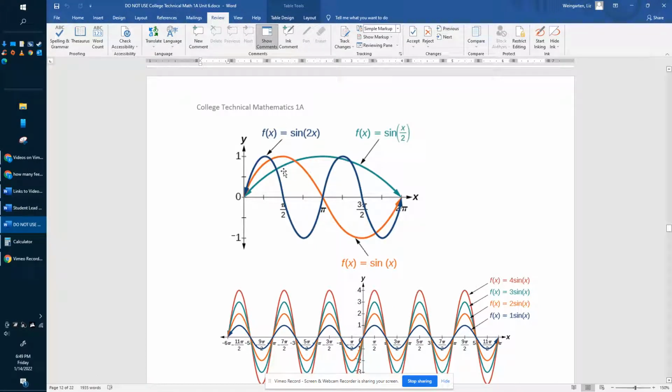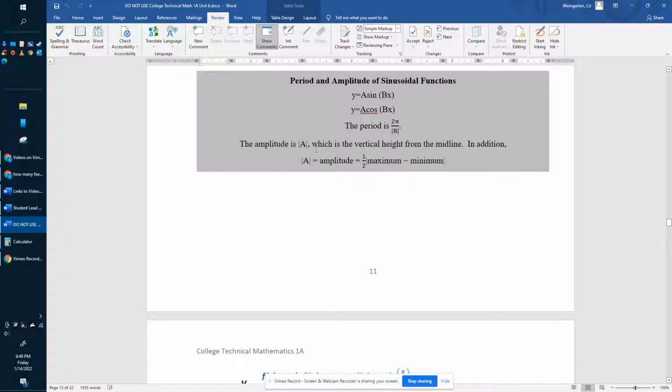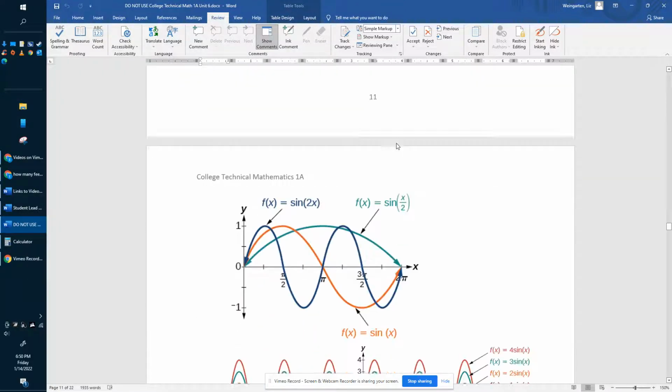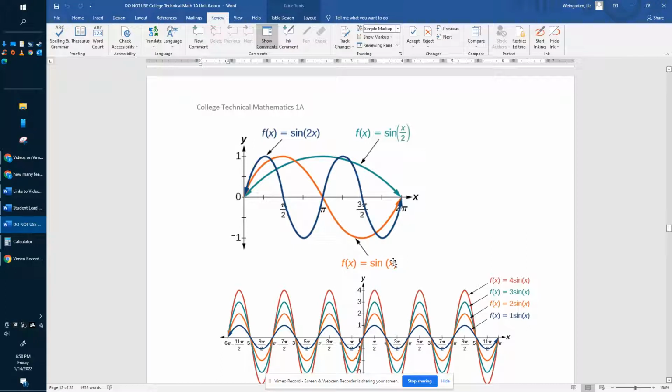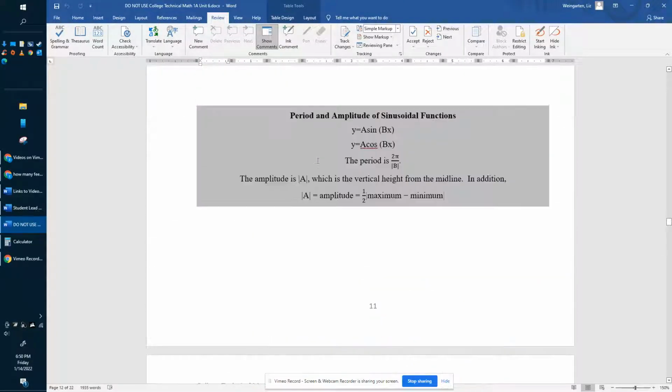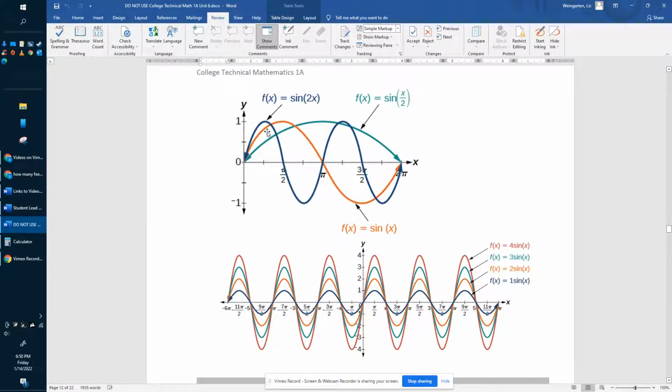So, if we look at the original sine of x, the sine of x is in orange. So what it's saying is, when we look at multiplying x by a number, the period is going to be 2 pi divided by that number. So we multiply x by 1, 2 pi divided by the absolute value of 1 is 2 pi. That's how long our period is.